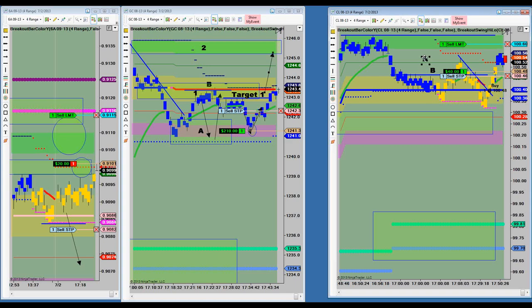Let's take this A up. A would now be, on this oil chart, to take the profits at the swing. And let's say B would be, let the runner run on crude oil. A is take the profits on crude oil at the swing. B is let the runner run.